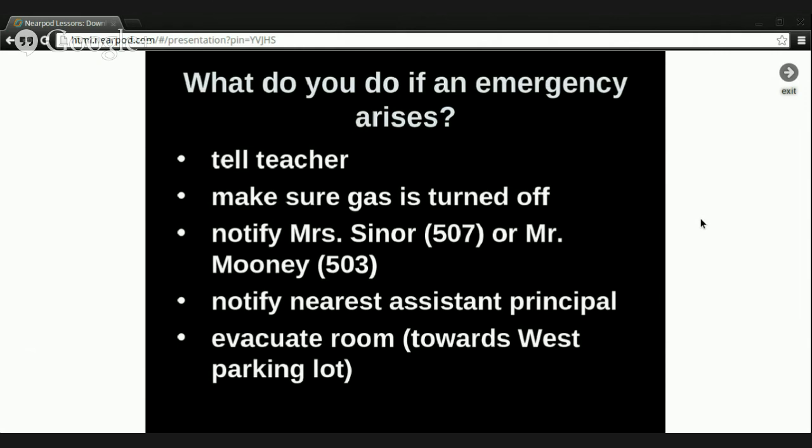You notify them. Because if this is a fire or an explosion, you don't want to just run out and then you leave them in there and they all just blow up. Notify the nearest assistant principal. If you see one in the hall, you notify them. And you evacuate the room toward the west parking lot. So that's the process that you take if an emergency arises.